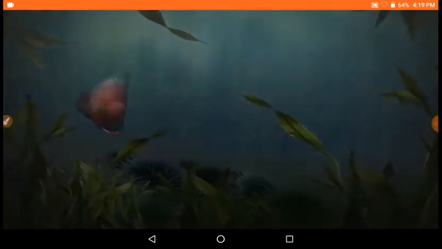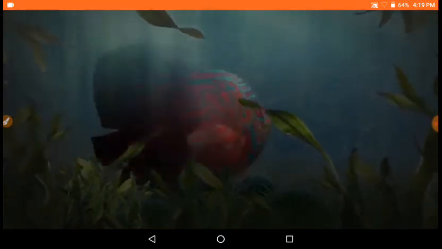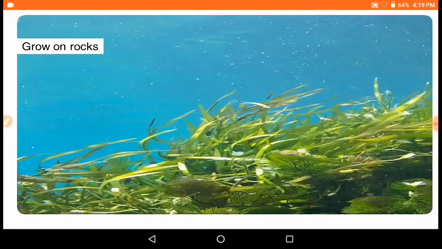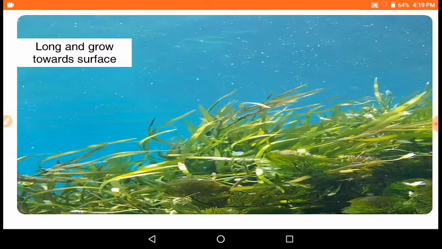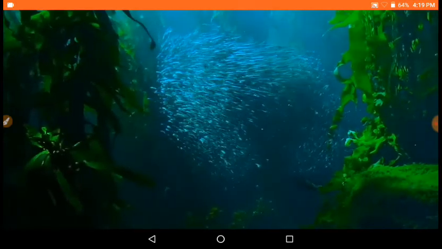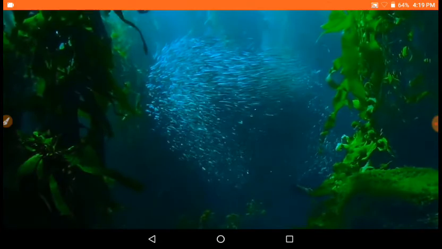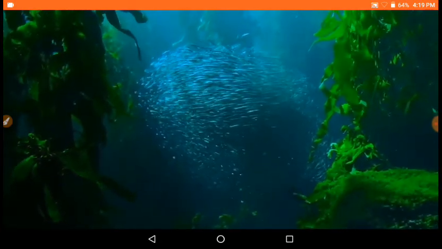Let's now look at plants found in the ocean. Seaweeds grow on rocks found in the ocean to avoid being swept away by strong currents. They are long and grow towards the surface of the water for sunlight in order to perform photosynthesis. Seaweed is not found deep in the ocean because sunlight cannot reach the depths.